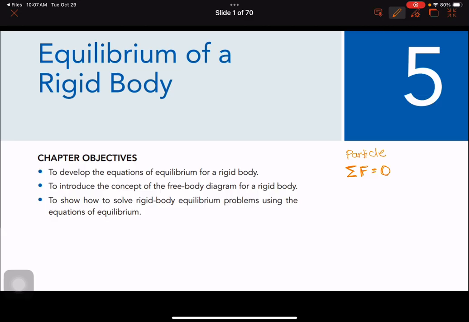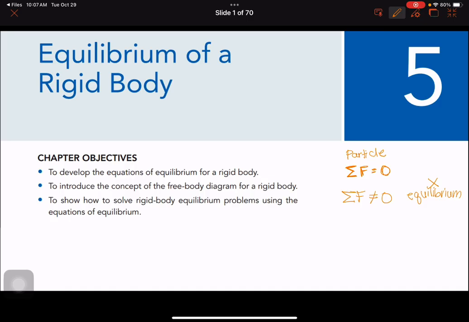Yun yung concern natin, yung object remains at rest. Now, ano pala yung ibig sabihin if our resultant is non-zero? So what if our summation or the resultant force is not equal to 0? Of course, hindi na siya in equilibrium. It will not be in equilibrium.